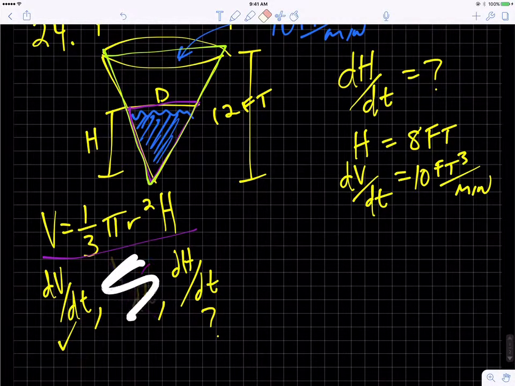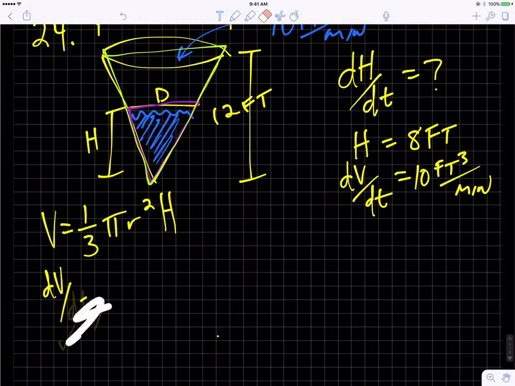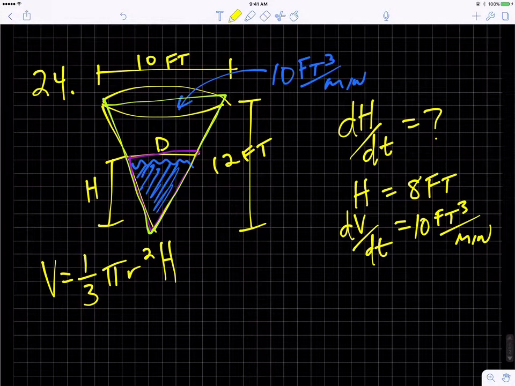So let's do that. This cone has dimensions 10 across the top, the diameter, by 12 feet deep. And the water at any given point has a diameter d and a height of h. So those are similar triangles. The purple triangle and the green triangle are similar.